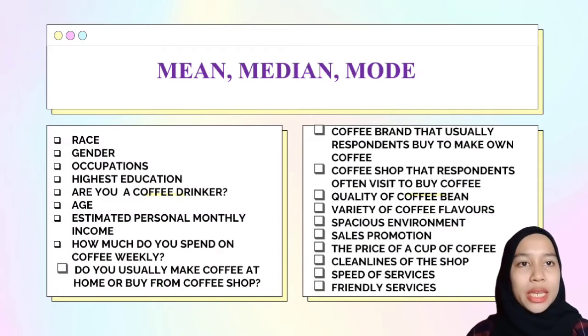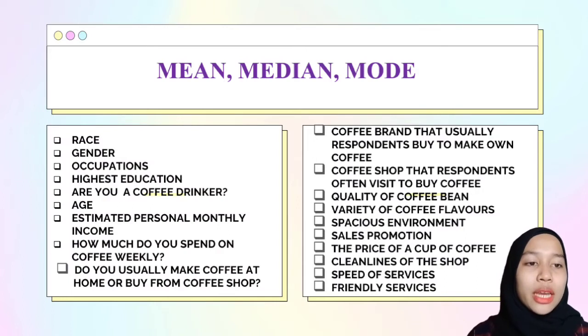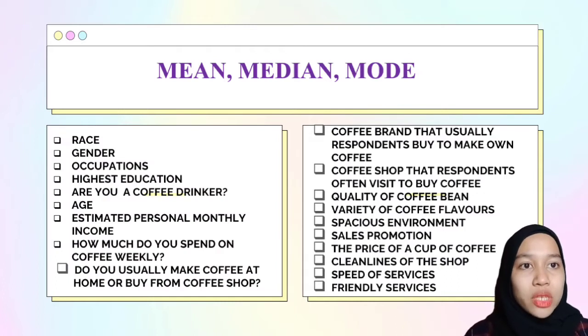Quality of coffee bean, mean 4.187, median 40. Mode, the response of teenagers and adults in Malaysia who rate 5 occurs with the greatest frequency, which is 60. Variety of coffee flavors, mean 3.774, median 44. Mode, the response of teenagers and adults in Malaysia who rate 4 occurs with the greatest frequency, which is 60.